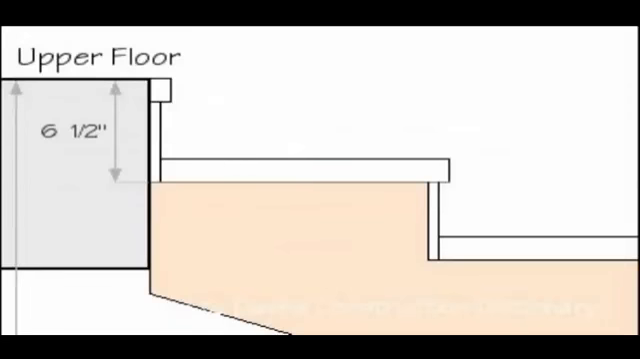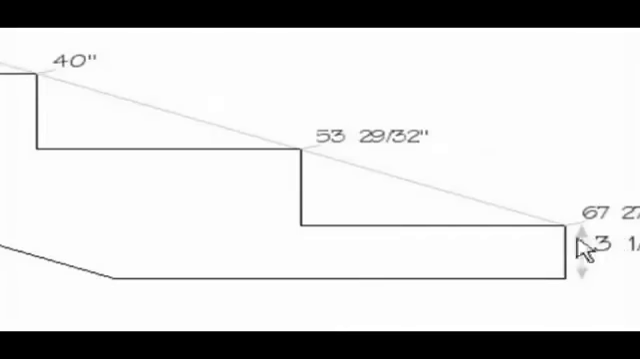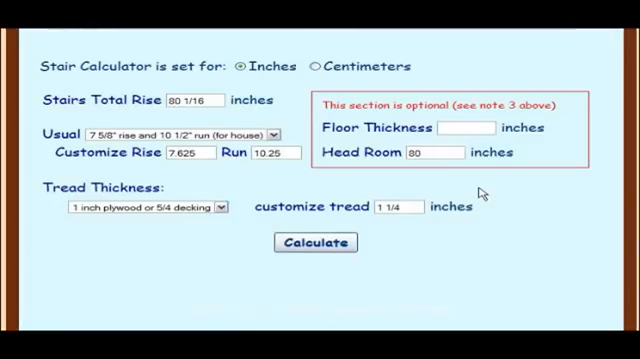The tread thickness is important to know because you adjust how far down you're going to attach the stringer to the upper floor based on the tread thickness. Also, the first rise at the bottom of the stairs needs to be cut shorter than the other rises by the tread thickness. This stair calculator on DaveOsborne.com will figure all the measurements out for you and will be as accurate as the data you enter into it.